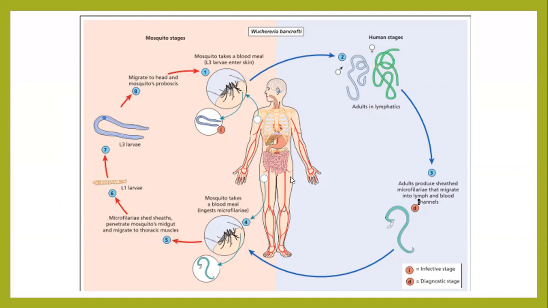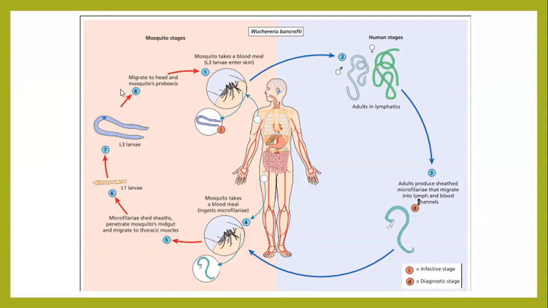Start with the bite of a mosquito. We start from number 4. It takes a blood meal, and in the blood meal, the mosquito ingests the microfilaria. In the gut of the mosquito, the microfilaria shed their sheath and gradually penetrate the mosquito midgut and migrate to thoracic muscles like this, and then pass through stage 1 and stage 2 and then stage 3 larva.